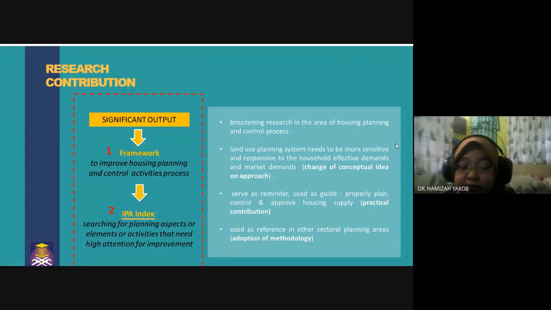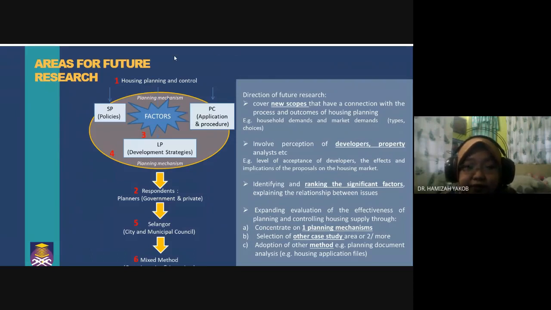So basically, the research contribution is broadening research in the area of housing planning and also a change of conceptual idea on the approach itself. It also contributes in terms of practical process and also the adoption of methodology. Okay, this is the area for future research. Basically, there are quite a lot of areas for future research. Basically, next research on related topics would cover new scopes.